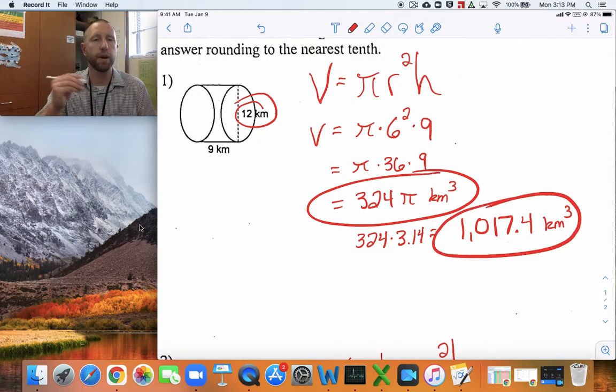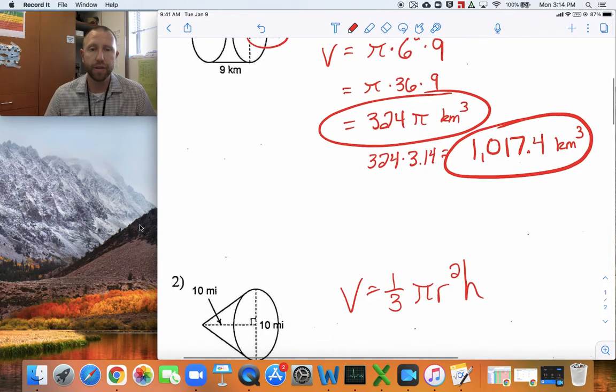Those two answers, remember, are the same thing. It's just that in one of them I don't multiply by 3.14. I leave the pi symbol in my answer. That's the first one. And then the second one, I actually did multiply by 3.14. There is no pi symbol in my answer.